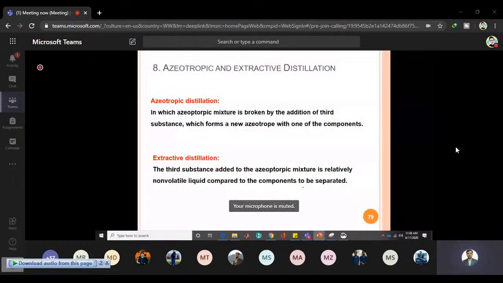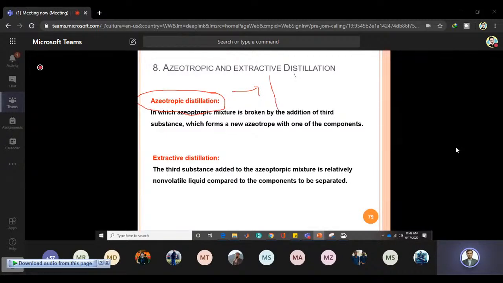Azeotropic distillation, in which an azeotropic mixture is broken by addition of a third substance, which forms a new azeotrope with one of the components, right? So let's talk about azeotropes. Azeotropes are those mixtures that do not have big differences in their boiling points or volatilities. So their relative volatility actually overlaps.